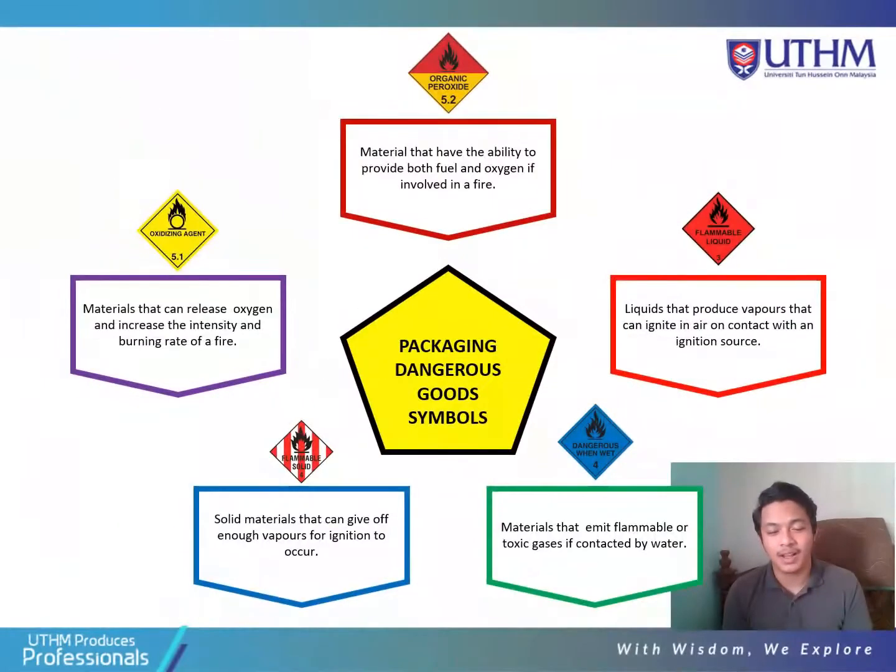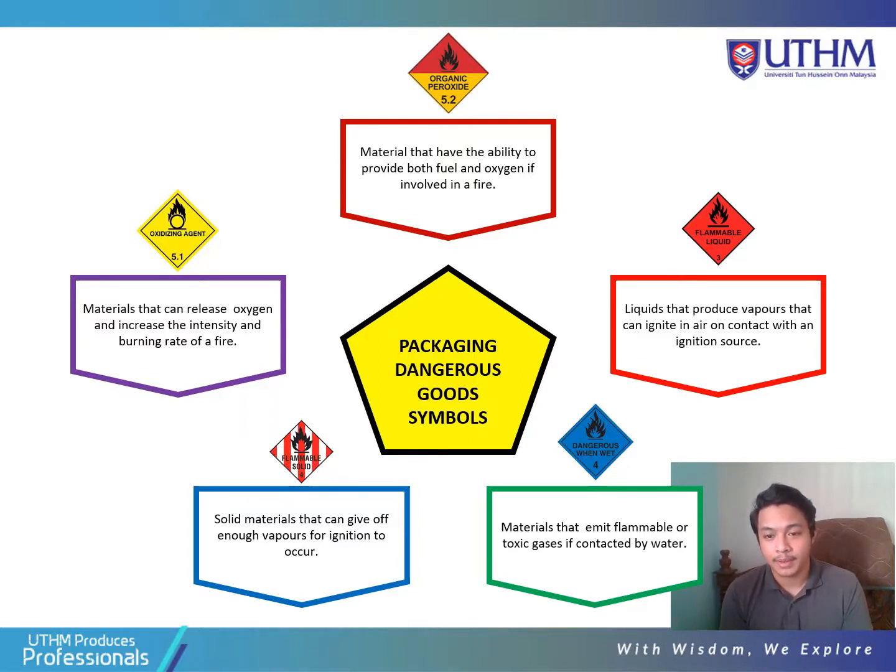Okay, next I will present 5 more packaging dangerous goods symbols. Let's get started with the organic peroxide. The class for this symbol is 5.2, and its function is to warn of material that has the ability to provide both fuel and oxygen involved in a fire.